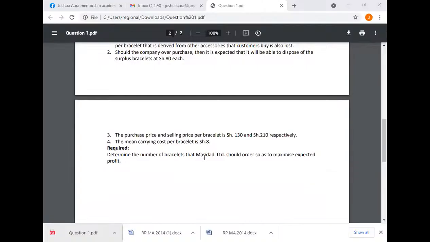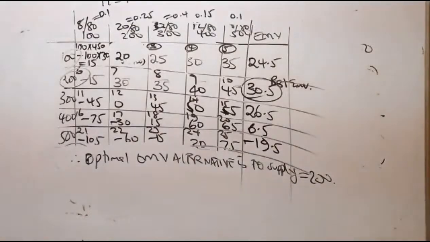Three, the purchase price and selling price per bracelet is 130 and 210 respectively. The mean carrying cost per bracelet is 8. Required: determine the number of bracelets that CFFE Limited should order so as to maximize expected profit. 15 marks. I can't remember the year, Dennis, but it is there in your past papers.